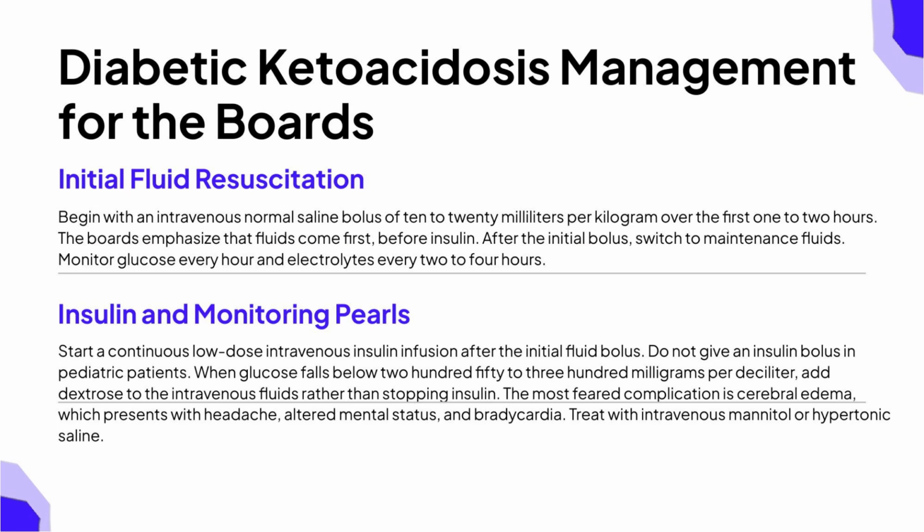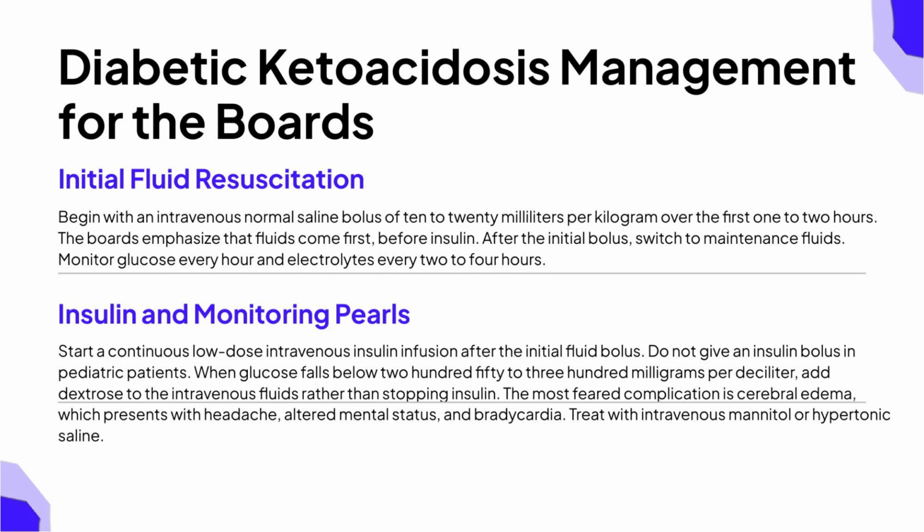Now let us review diabetic ketoacidosis management for the boards, because this comes up constantly. The most critical step is initial fluid resuscitation. Begin with an intravenous normal saline bolus of 10 to 20 milliliters per kilogram over the first 1 to 2 hours. The boards consistently emphasize that fluids must come before insulin. After the initial bolus, transition to maintenance fluids and closely monitor glucose every hour and electrolytes every 2 to 4 hours.